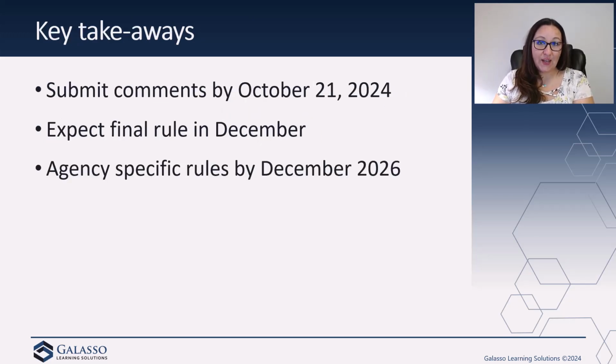Our key takeaways from today are that if you want to submit a comment, you need to do so by October 21st, 2024, and that we're expecting the final rule by December, and that if we meet that initial deadline in December 2024, the agency-specific rules will come out before December 2026.